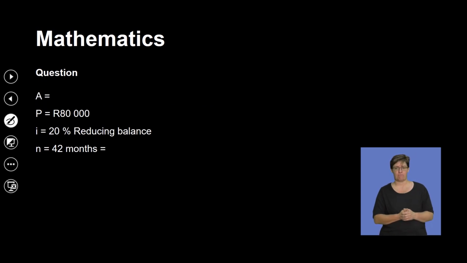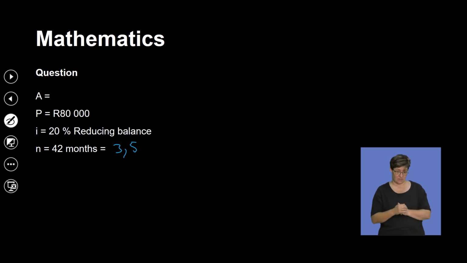So what we then know here is P is the 80,000, i is the 20% reducing balance, and then n is the 42 months. So 42 months is the same as 3 years, which will be the 36 months, and then I'm going to be left with 6 months, which is actually going to be 0.5. So it's going to be 3.5.